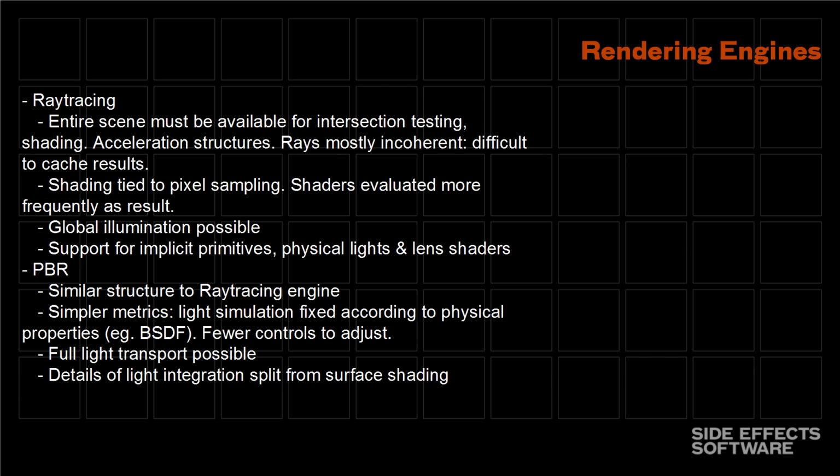There are simpler metrics overall with PBR because light simulation is fixed according to physical properties. And so we're using things like the material description through the BSDF. We're using physical properties in terms of light sources, and there are fewer controls as a result to adjust in the renderer. The other thing is full light transport is possible.